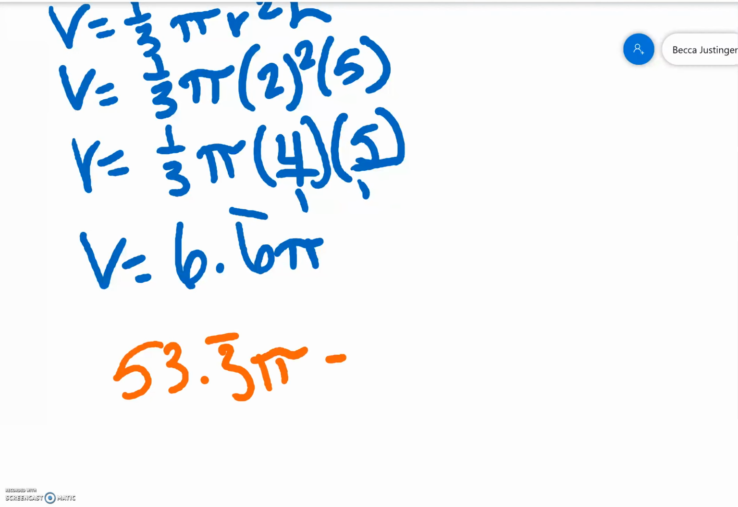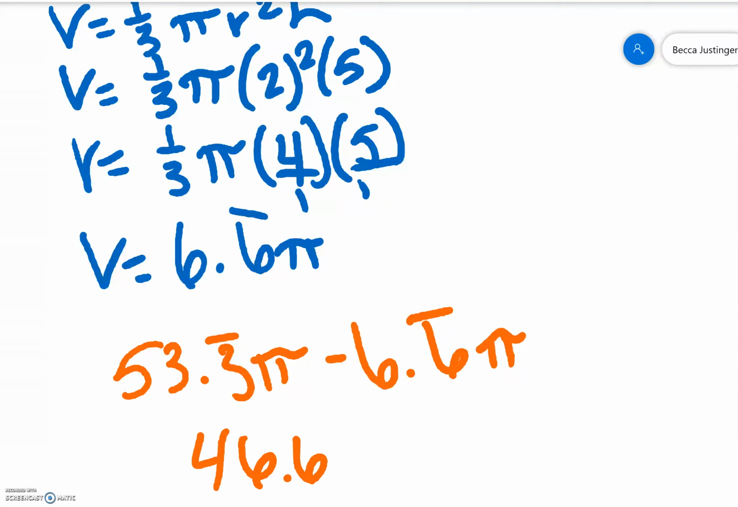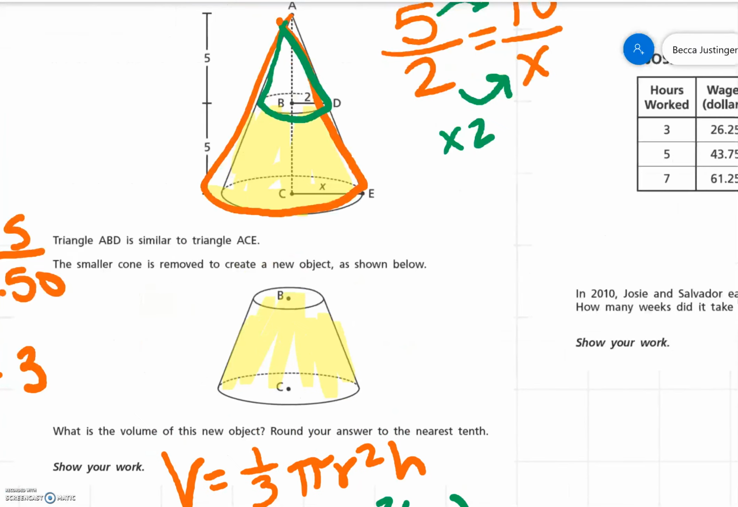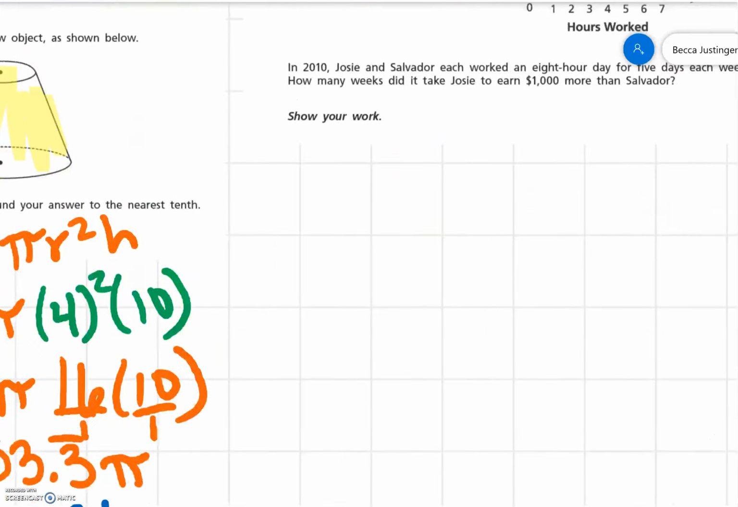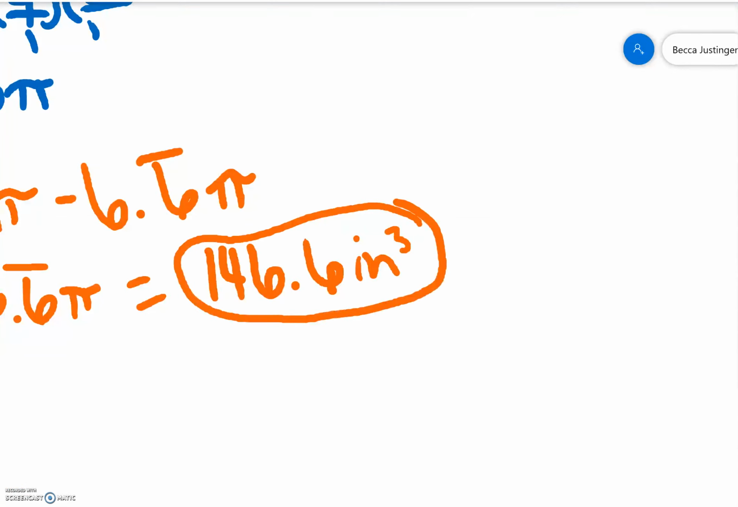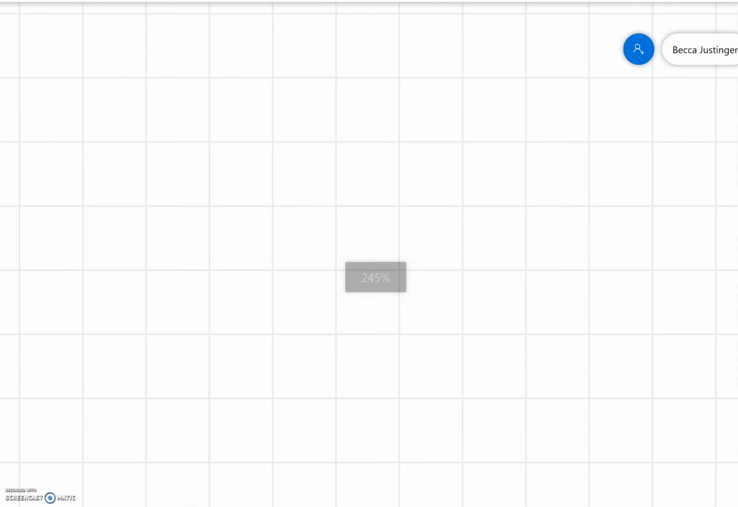So then we're going to subtract and do 53.3 repeating pi minus 6.6 repeating pi. And that gives us 46.6 repeating pi. Multiply that by 3.14, that gives us about 146.6. And I think they measured in feet. So nearest tenth, inches. So this is inches cubed. All right, next question.